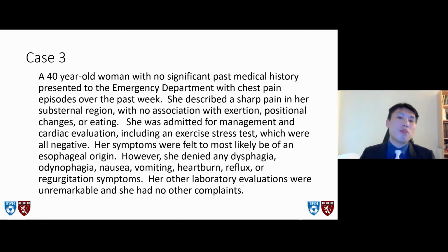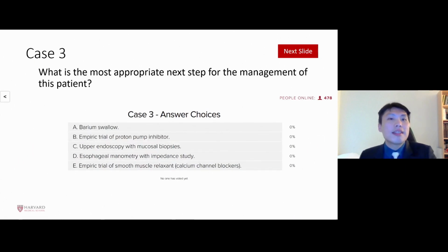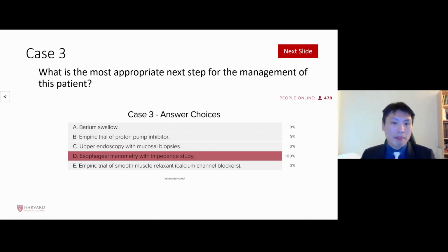Her symptoms were felt to be most likely of an esophageal origin, but she denied any dysphagia, odynophagia, nausea, vomiting, heartburn, reflux, or regurgitation symptoms, really just the pain. All lab evaluations are unremarkable, and she had no other complaints. So the question is, what is the most appropriate next step for management of this patient? Is it performing a barium swallow, starting empirically on the PPI, do an upper endoscopy with mucosal biopsies, a manometry impedance study, or an empiric trial of a smooth muscle relaxant for spasms, such as a calcium channel blocker?